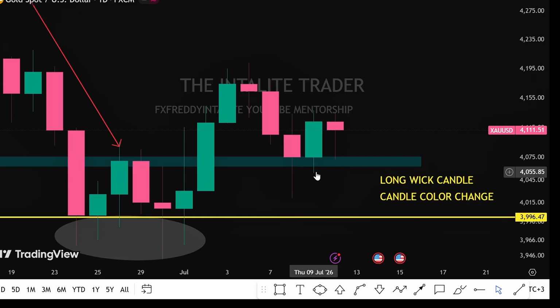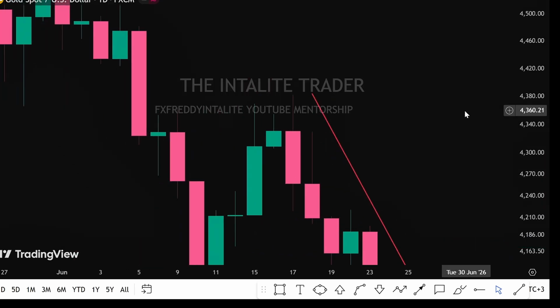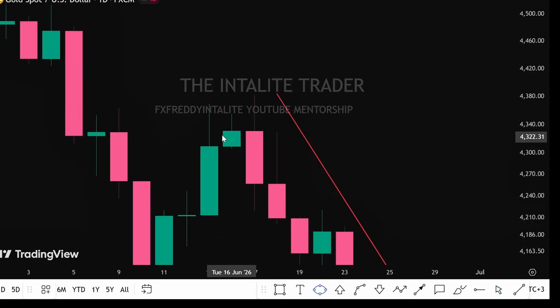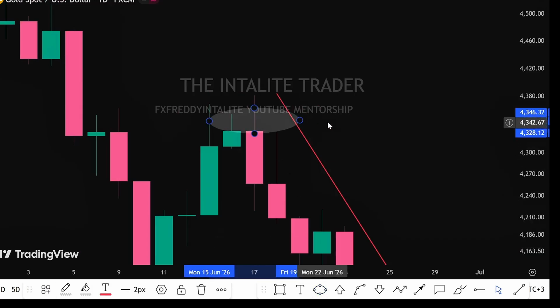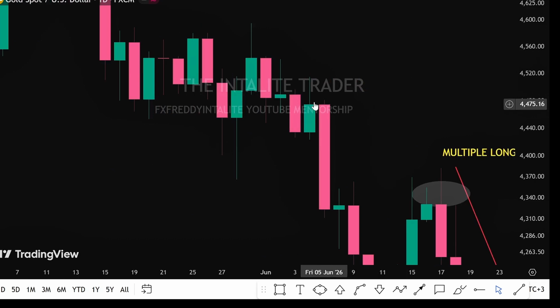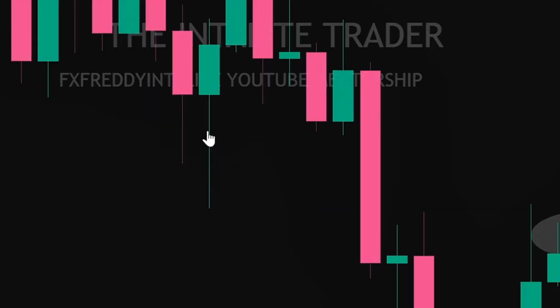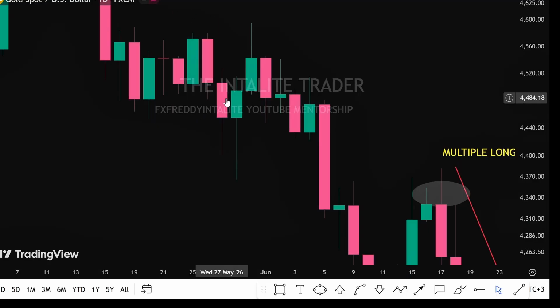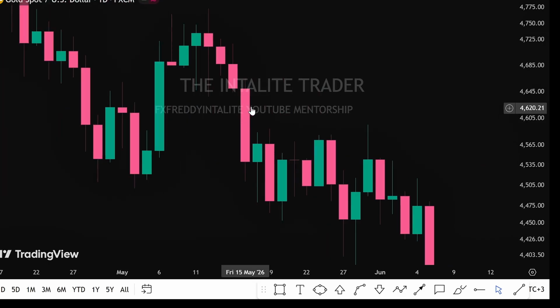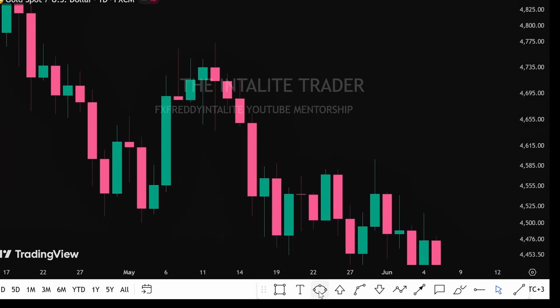Also it tried, it got rejected. The third time it tried and it got rejected. We also have multiple long wick candles here. We have these as long wick candles. Previously we said you can call it a bottom twist, but now here we say call them long wick candles. We have multiple long wick candles here.